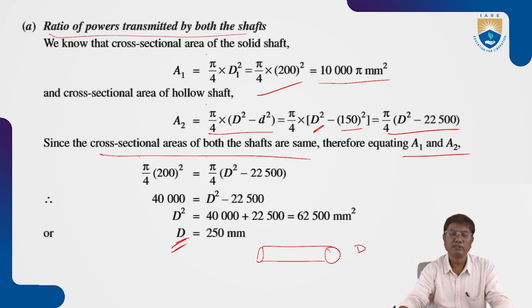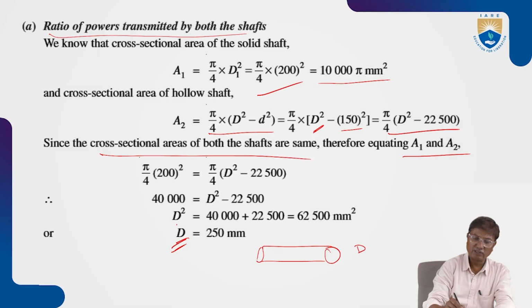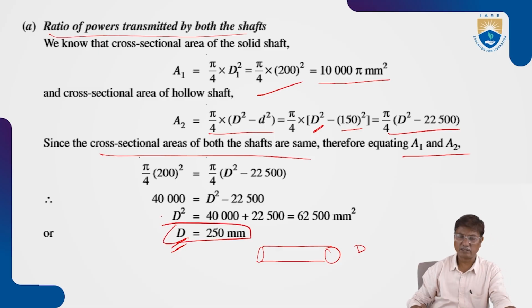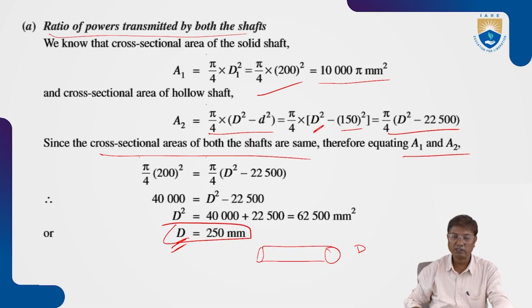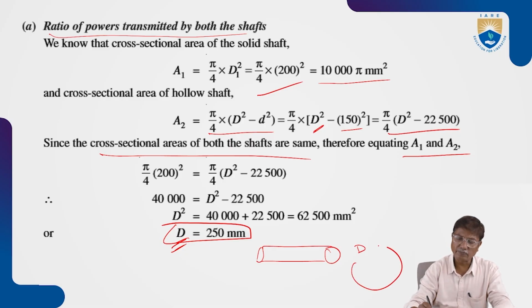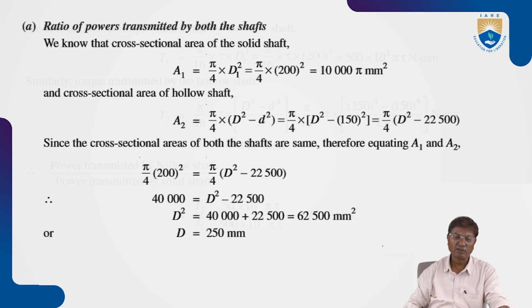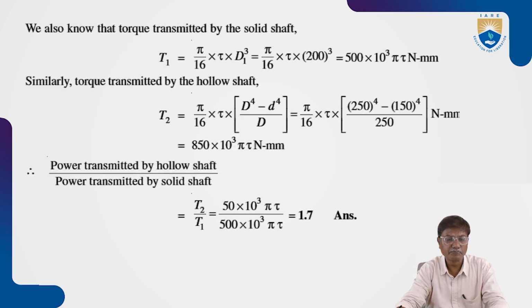Which is coming out to be 250 millimeters. Inner diameter is 150 millimeters, so the thickness will be 50 millimeters. So outer is 250, inner is 150, and the thickness will be 50.